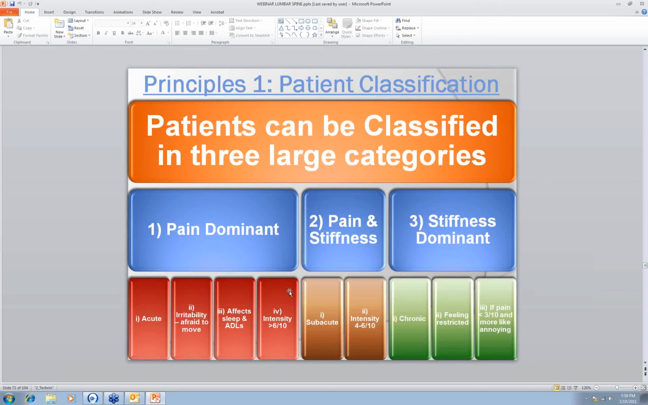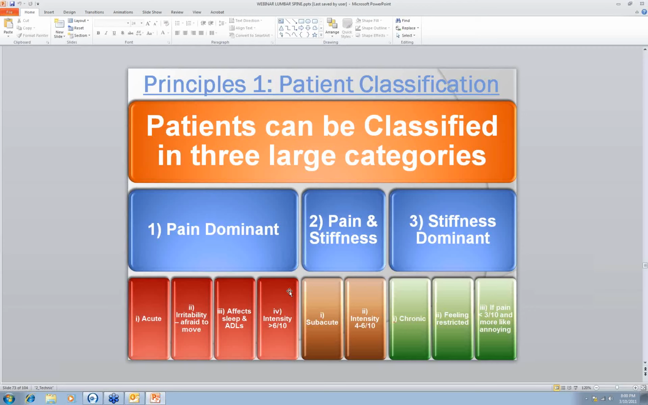Principle 1, we classify the patients in 3 different categories: pain dominant, pain and stiffness dominant, and stiffness dominant. If somebody is acute, they have hyperirritability, the pain is severe and it affects their sleep and their ADLs, and the intensity of the pain is more than 6, then that is a pain dominant patient.